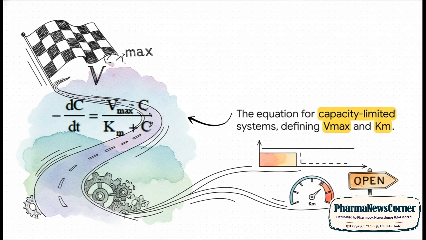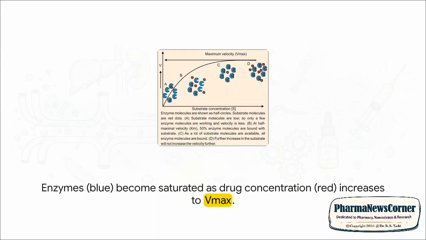Vmax, that's the maximum possible speed of elimination. It's the system's top gear. And Km, the Michaelis constant, is the drug concentration you need to get the elimination rate to exactly half of that top speed. Let's picture it like this.